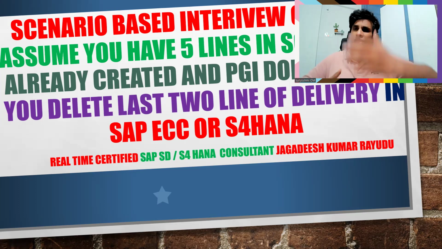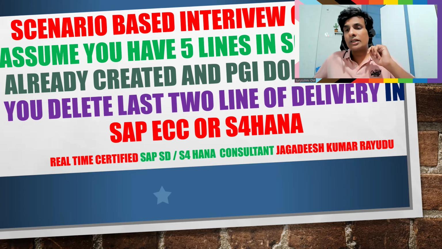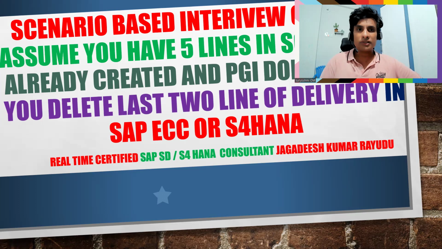Suppose you have 100 line items in a single delivery. If it is open, that is different. If it is already PGI'd, and you would like to delete one single partial line item out of the 100, you have to reverse the total delivery. Then only you can do it. That could be the reason you have parallel scenarios. I will explain that, it is a different story.